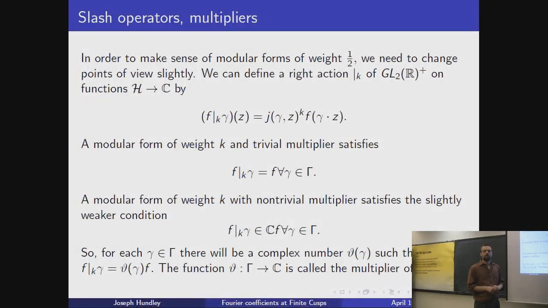Now that won't work if you allow k to be a half, because you're going to have to take some complex square roots, and that involves choosing a branch cut of the square root. And there are going to be a couple of times that a sign comes up because of the branch cut. But what you could hope for is that maybe they're equal up to sign, or just equal up to some complex number.